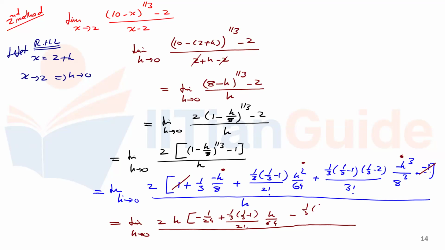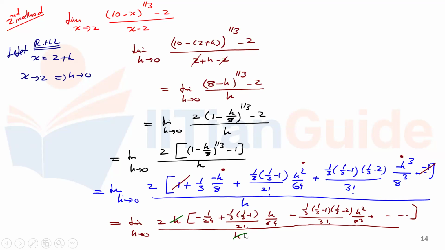1 by 3 minus 1, 1 by 3 minus 2 divided by 3 factorial, and after that h square divided by 8 cube, and so on up to infinity, divided by h. What happens? This h and this h get cancelled.